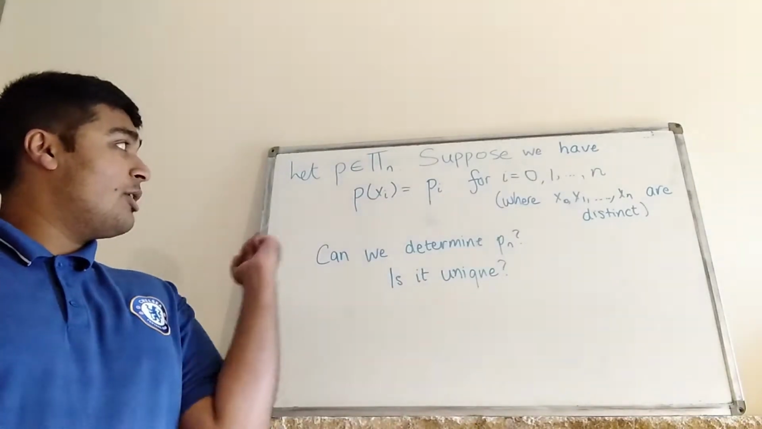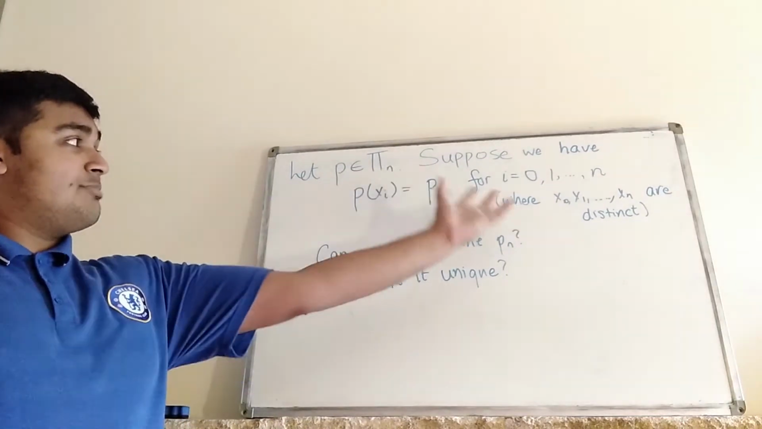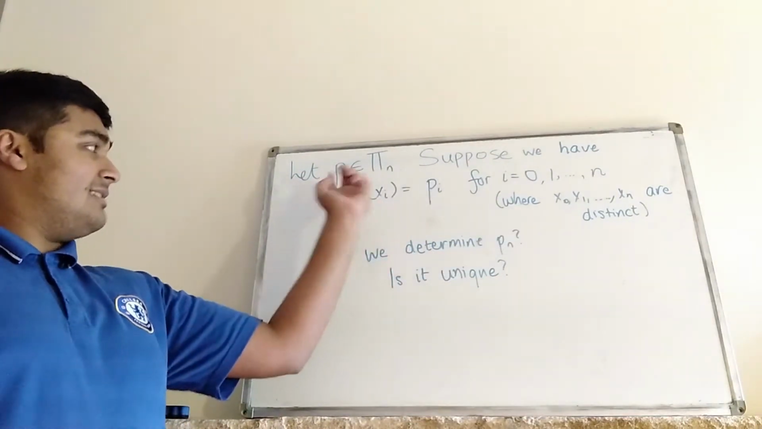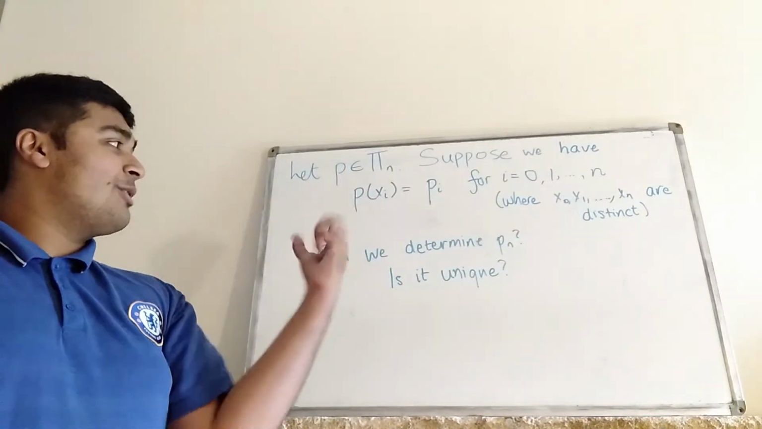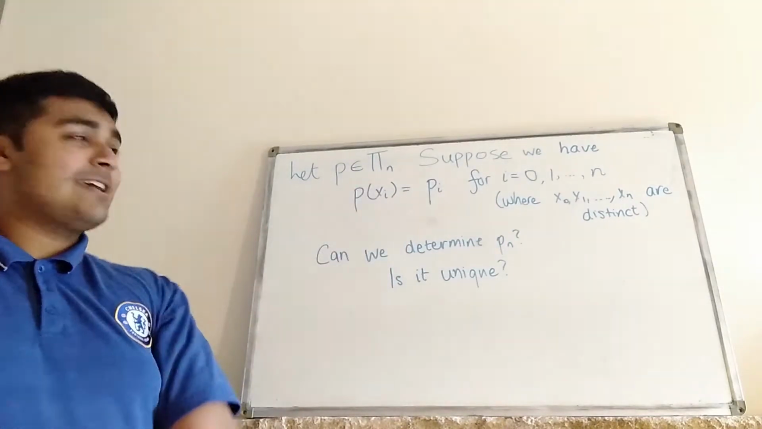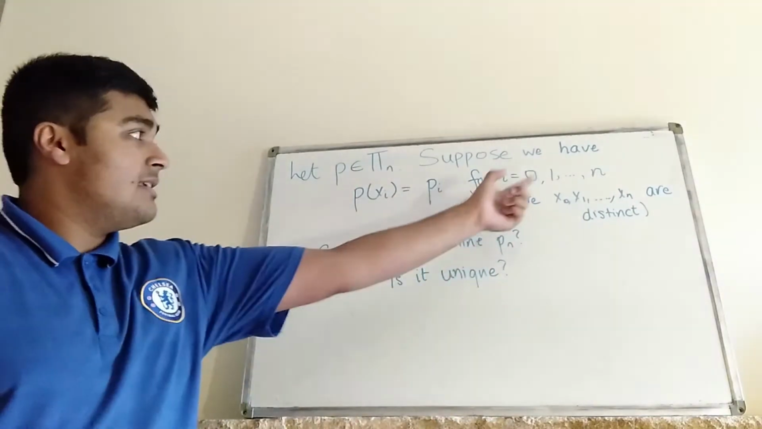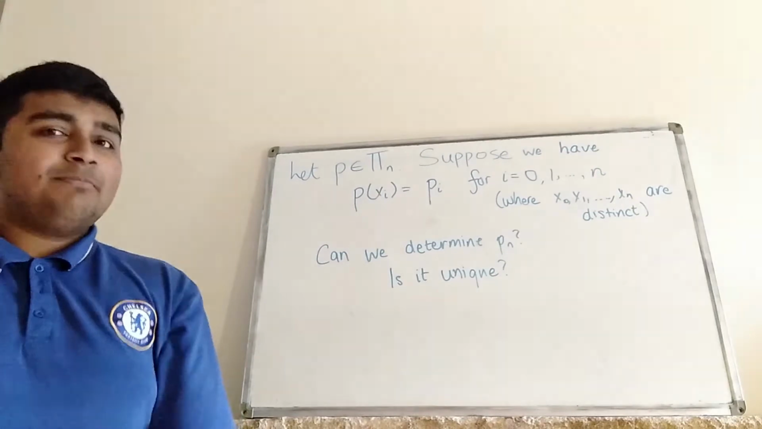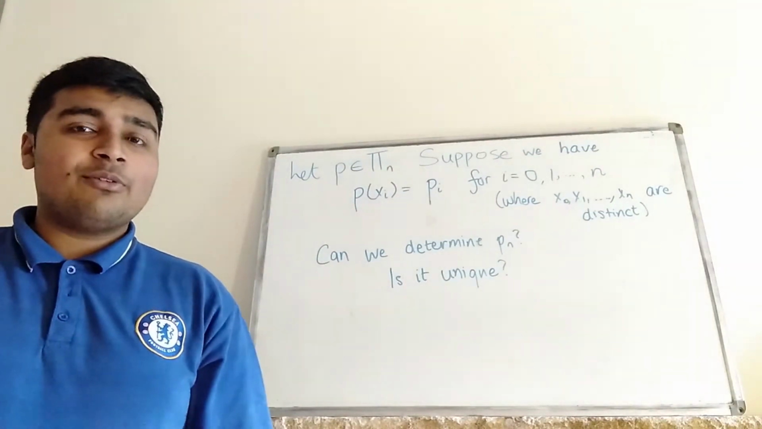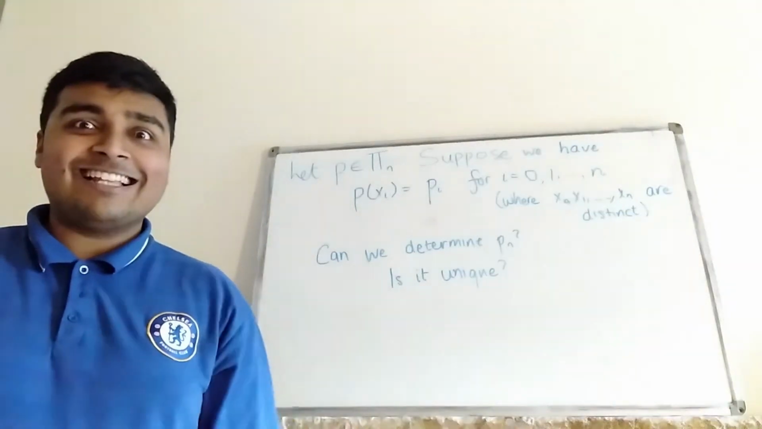Can we find a polynomial P which has these properties: firstly, it's a polynomial of degree at most n, and P of xi equals pi for each of these i's here. And also, is that Pn unique? Today I'll be answering both of those problems. So yeah, let's get stuck in.